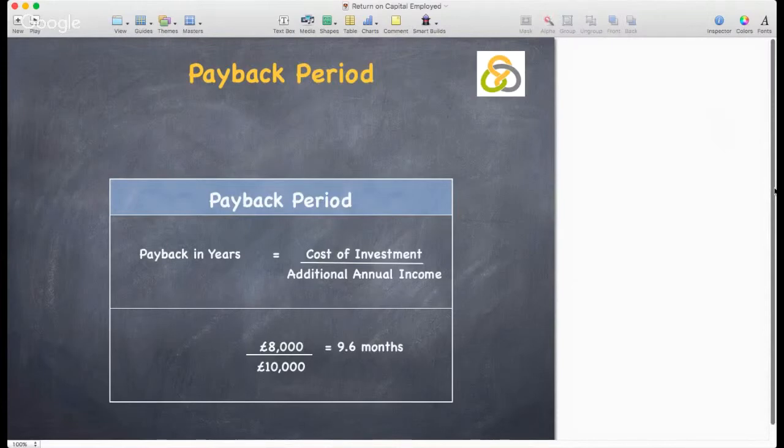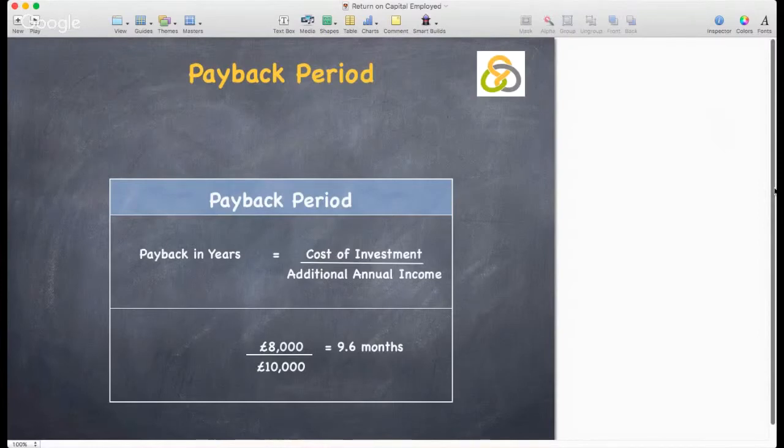The payback period is a financial or capital budgeting ratio that calculates the number of days, weeks, months, or years for an investment to produce cash flows equal to the original investment cost. In other words, it's the amount of time it takes for an investment to earn enough money to pay for itself or break even.